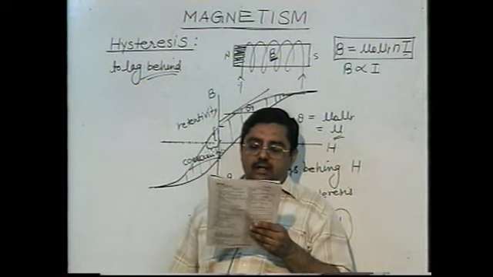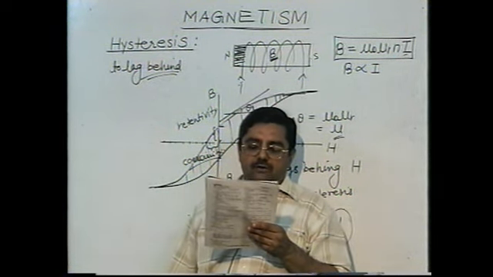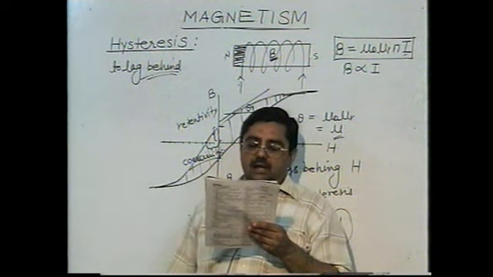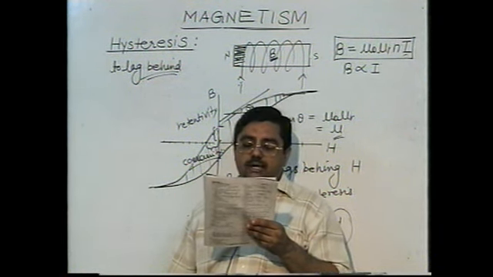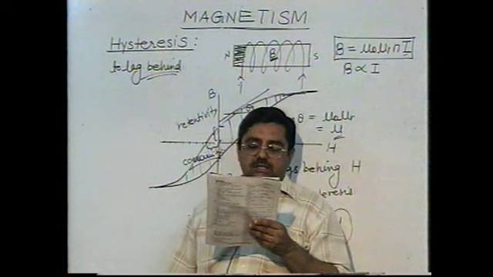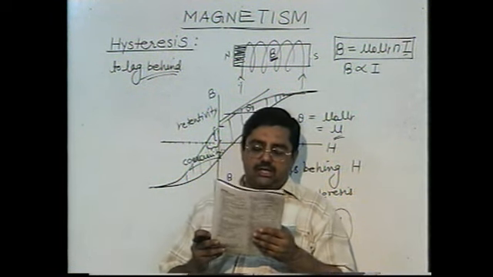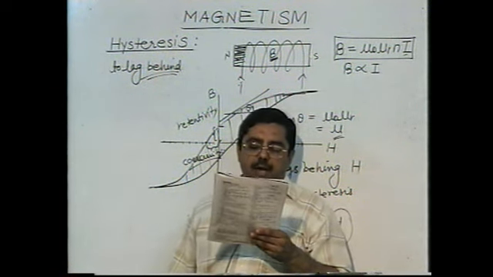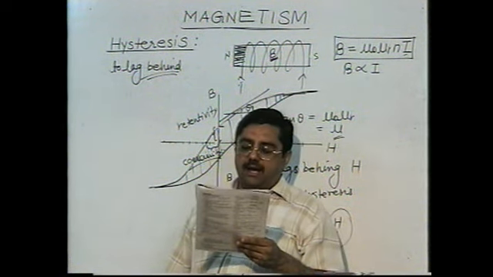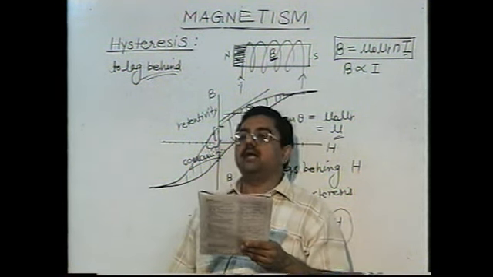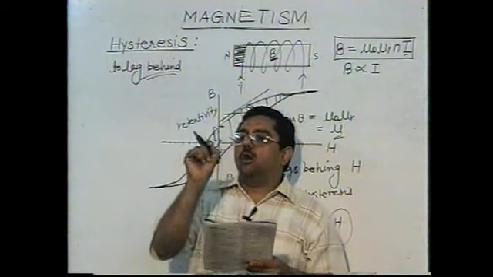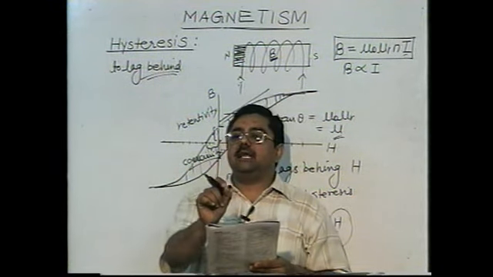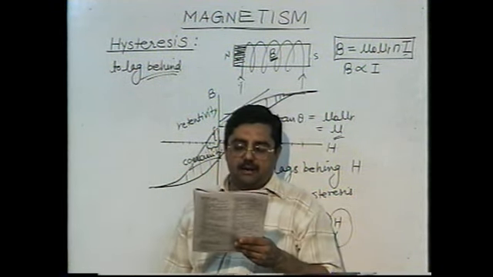Coercivity: to destroy the residual magnetism, the direction of the magnetizing field H is reversed. The value of H required to destroy the residual magnetism is called coercivity. Dimensionally, it is equal to H. For hard magnetic material, means permanent magnets, coercivity force should be large. They should not lose their magnetism easily. That's why they are permanent magnetic material.